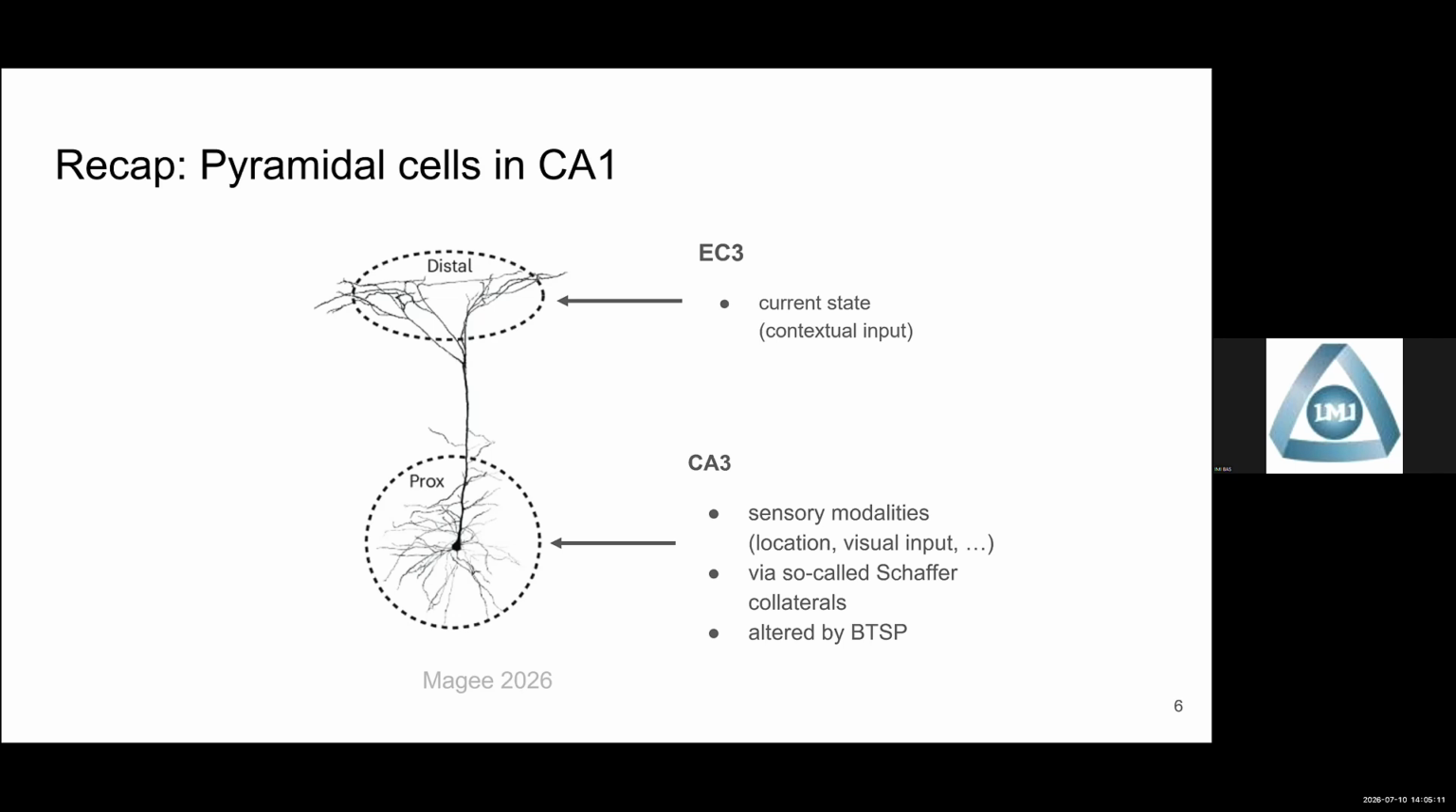projections from a region called CA3. This carries sensory modalities, it carries visual information, and also carries location. These are, for the people who know, the so-called Schaffer collaterals. Each neuron has about 20,000 synapses from these Schaffer collaterals. And these are the ones that are actually altered by the behavioral timescale plasticity.